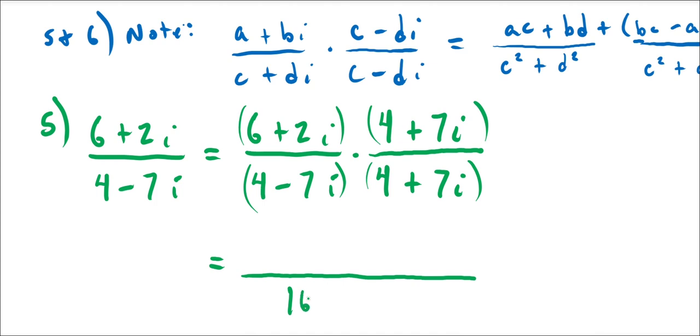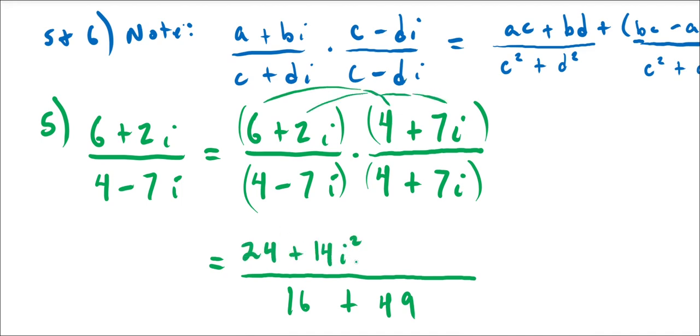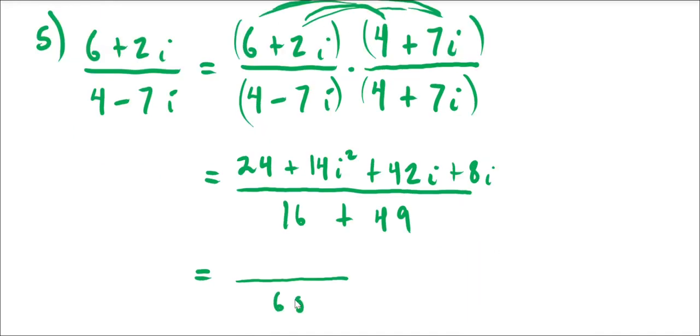That's 4 times 4 is 16. Minus 7 is minus 49, but I squared changes that to a plus 49, and our other two inner and outer terms, they cancel here. On the top, we're going to have 6 times 4. We're going to have 2i times 7i, which will of course turn into a minus 14. We're going to need 6 times 7i, which is plus 42i. And we're going to need 2i times 4, which is going to be 8i. This denominator is 65. 24 minus 14 is 10. And 42 plus 8 is 50. So that gives us 50i.